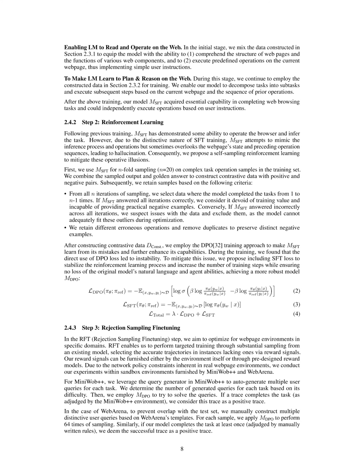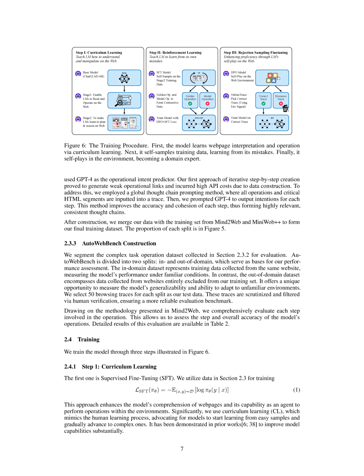3. Rejection sampling fine-tuning, RFT. In the RFT step, the model is optimized for specific web page environments in targeted domains. By sampling trajectories from an existing model and selecting accurate trajectories through reward signals, the model is trained to excel in particular web environments. Positive traces are identified based on successful task completion, allowing the model to become proficient in executing tasks within these specific domains. This step ensures that the model can adapt and excel in diverse web environments, enhancing its overall performance and expertise.